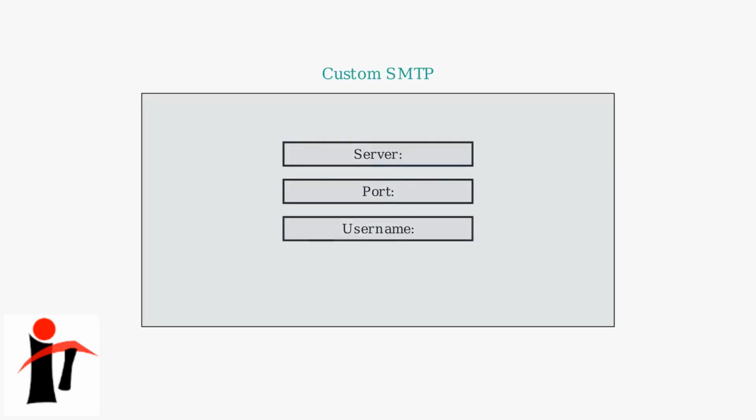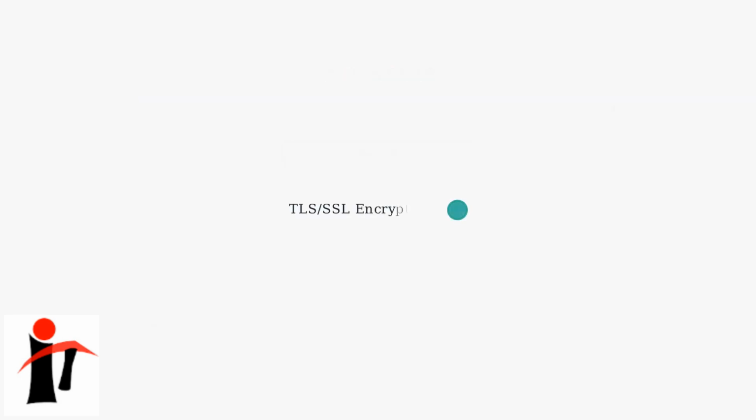Let's walk through the SMTP setup process. First, navigate to Settings, then Email, in your ManyChat dashboard. Choose Custom SMTP and enter your server, port, username, and password. Enable SSL encryption. Verify your email domain to prevent spoofing. Test the connection by sending a test email.